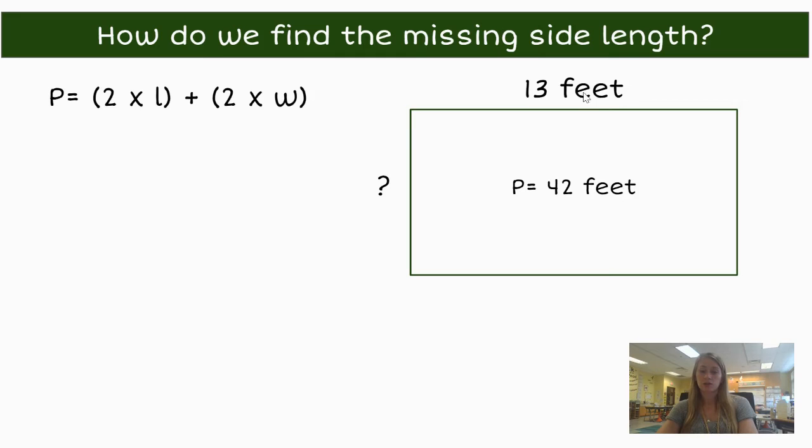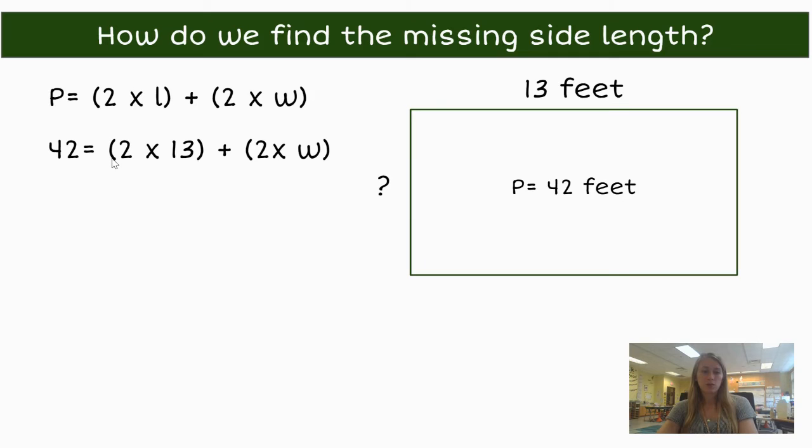So I'm thinking 2 lengths, this 13 feet and 13 feet, plus 2 widths right on this side and this side, which are unknown. I don't know those yet, but we will find out. So let's plug in the numbers that we do have. So perimeter, P, our total is 42, shown right here. So I know that my total amount is 42. That means every side length is going to add up to be 42 feet.